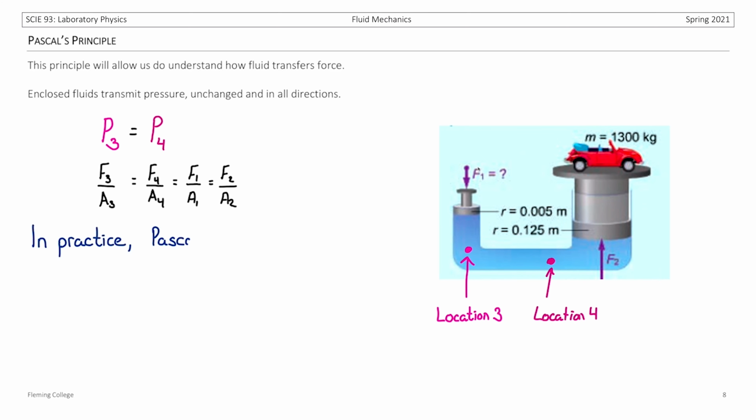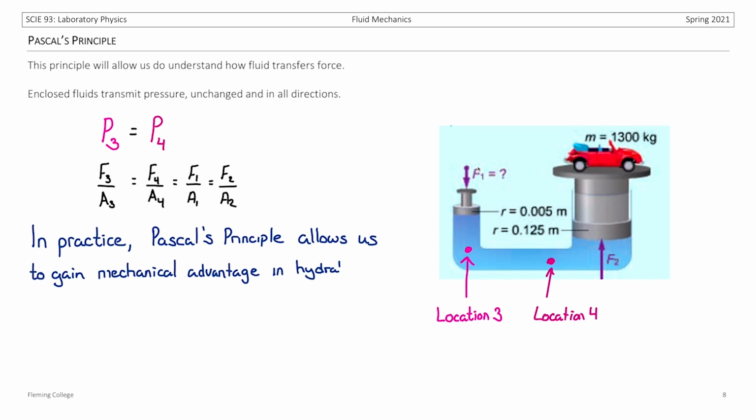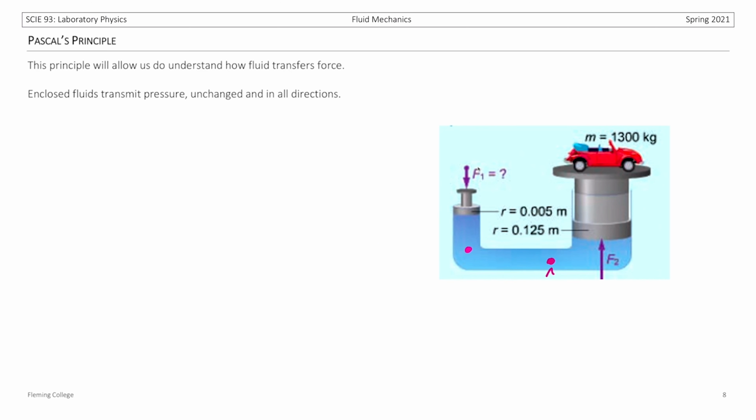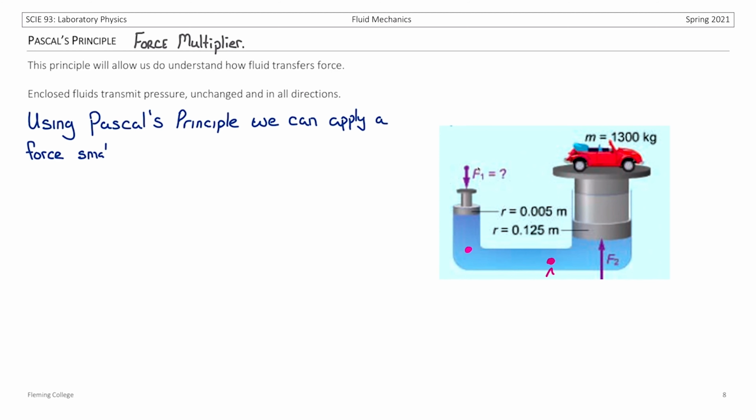In practice, Pascal's principle allows us to gain mechanical advantage using hydraulic systems. This mechanical advantage presents itself in two ways, meaning there's an advantage and a consequence. The mechanical advantage is that we have a force multiplier. Using Pascal's principle, we can apply a smaller force on a smaller piston to be able to lift a larger force with a larger piston.